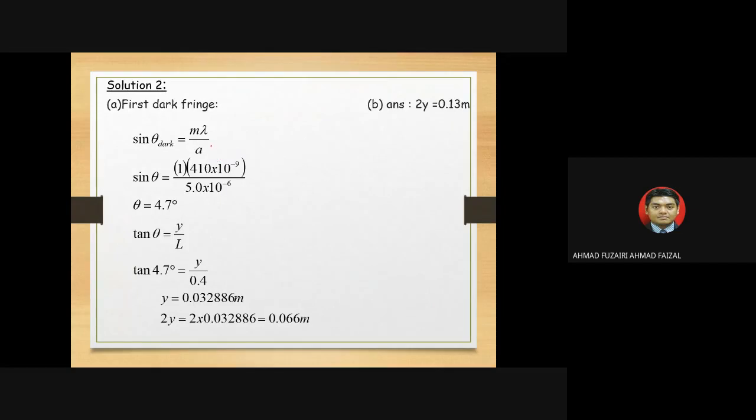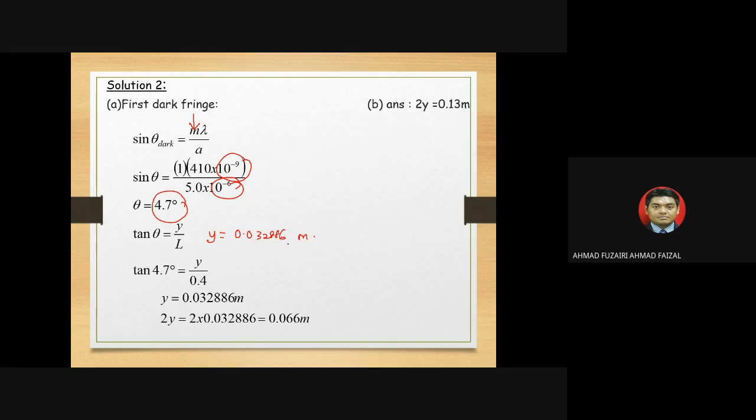So how are we going to do this? Use the first dark fringe in order to get theta. We want to find the first theta, so the first dark fringe is m equals 1. Remember to put m equals 1. Lambda is 410 nano, 10 to the power of negative 9, with a equals 5 times 10 to the power of negative 6, and then we get 4.7 for theta. Then using tangent theta equals y over L, or y equals L tangent theta, we can find y.